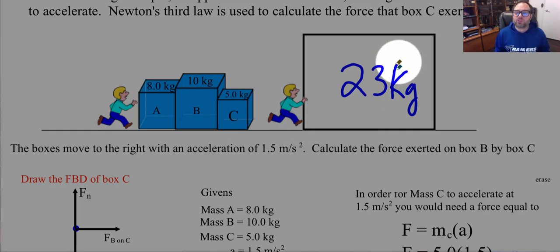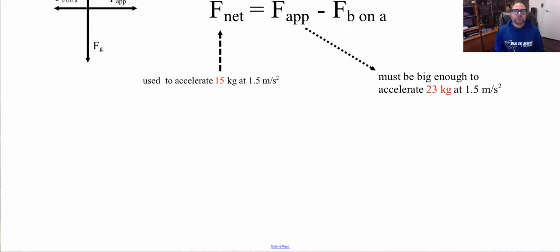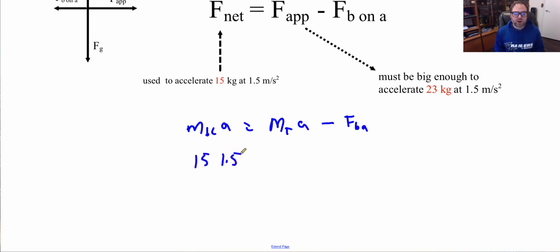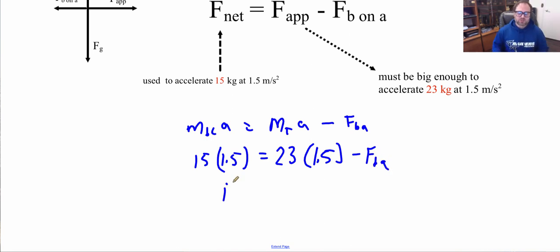So if we go back here, let's look at this. My total system is 23 kilograms. So the applied force is for all 23 kilograms moving, and then we have blocks B and C, which is 15 kilograms, and that's going to be the net force to push these. So if we continue this formula, we know that my F net is the mass of blocks B and C multiplied by acceleration, is equal to my applied force, which is the mass of the whole system multiplied by my acceleration, and then we're going to subtract the force of B on A. So we end up getting here, we have 15 times 1.5, which is equal to 23 times 1.5, and then we want to subtract the force of B on A, which gives me a force of 12 newtons for B on A.